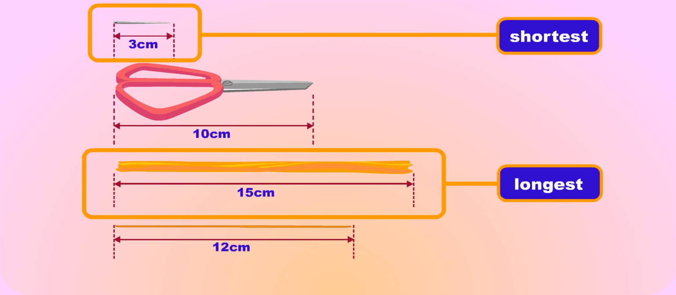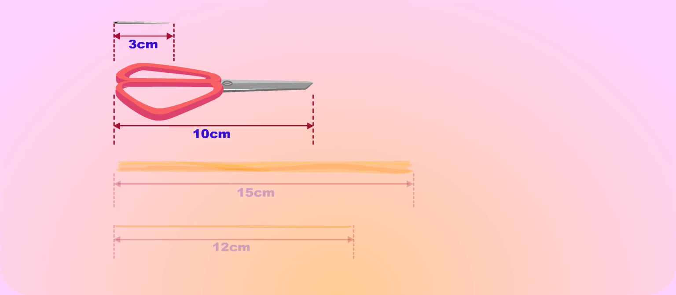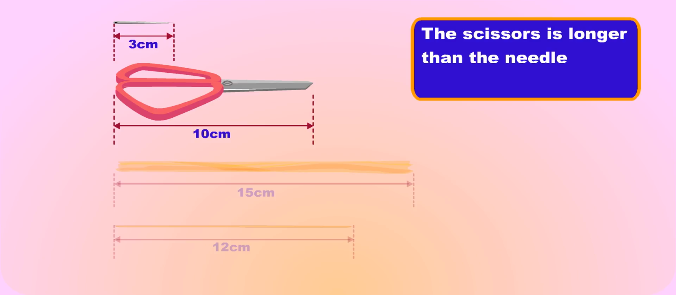Correct. We can count the markings on the ruler to find the difference in length, or we can do subtraction. 10 centimeters minus 3 centimeters equals 7 centimeters. Now you try. How much shorter is the thread than the ribbon?